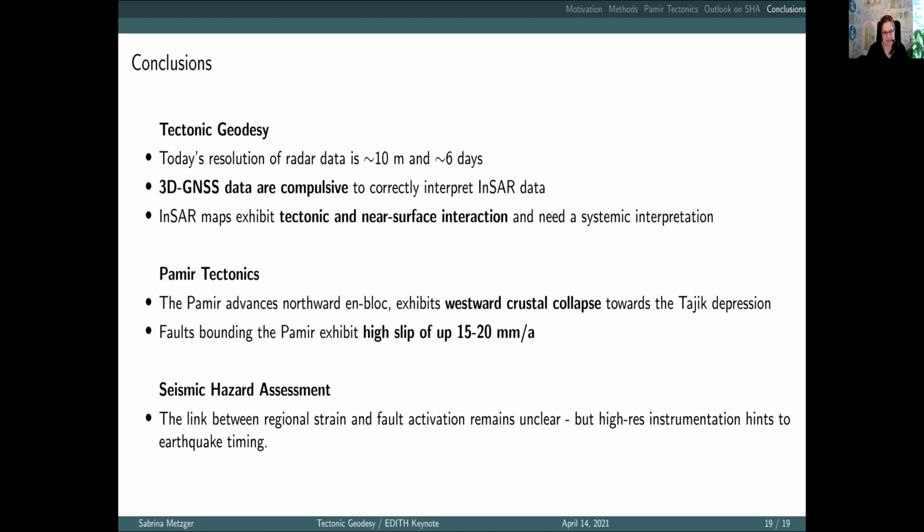And in terms of seismic hazard assessment, I also discussed that because it's part of the Edith ideas or wishes. What I think is that the link between the regional strain field and the fault activation remains unclear, and probably we will never find a way to get through this. But we have the boost of high resolution instrumentation, which at least might hint to the timing of the earthquakes. Okay, so that's it.